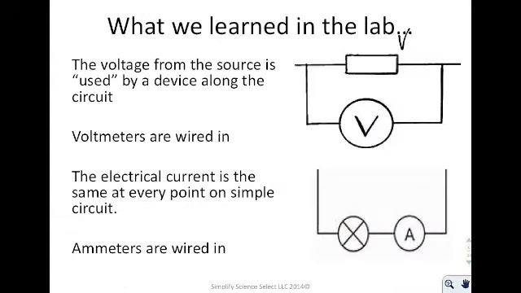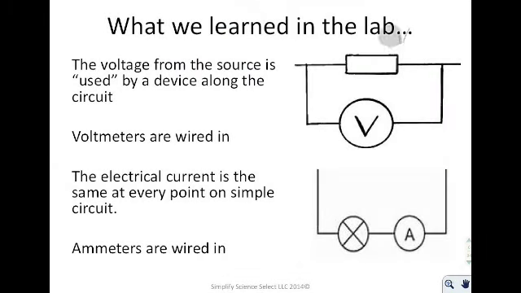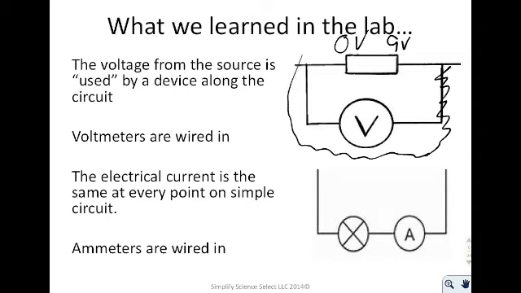Now, what we learned in the lab is that the voltage source is used by a device along the way. So we may start off with something like 9 volts here, but by the time we get to the other end of the battery, it's 0 volts, and that voltage is used along the way.